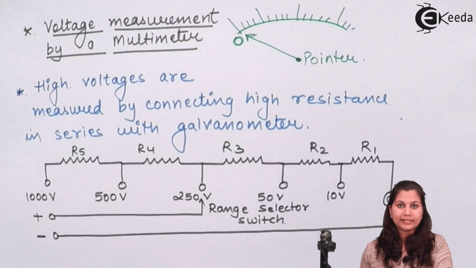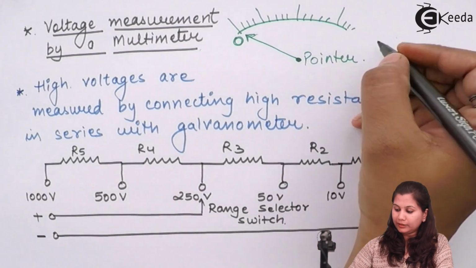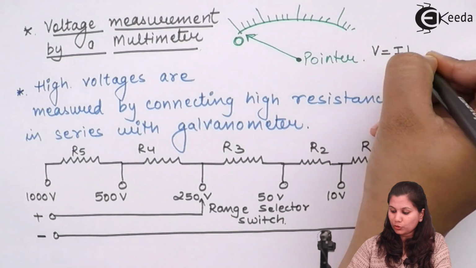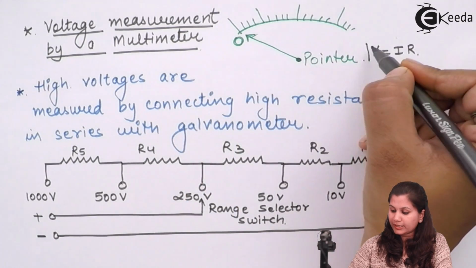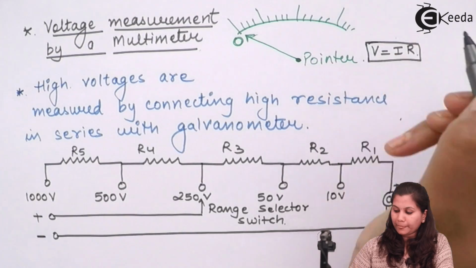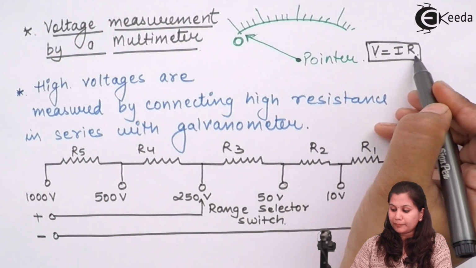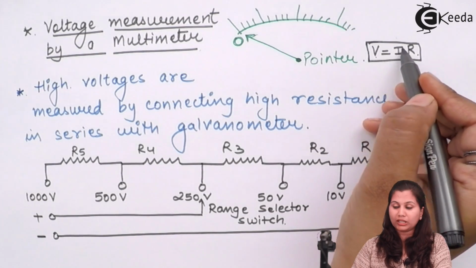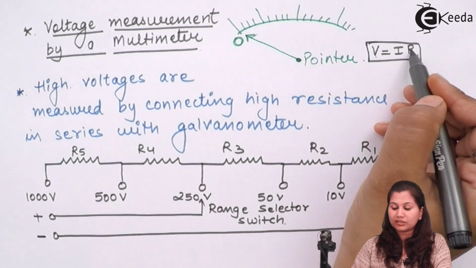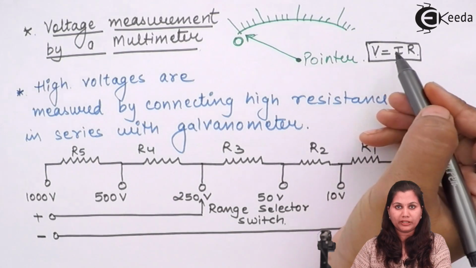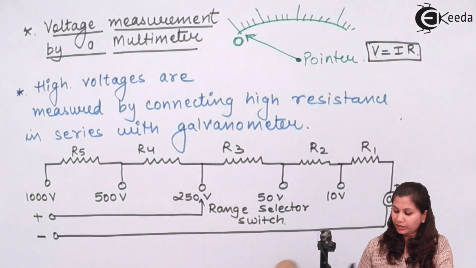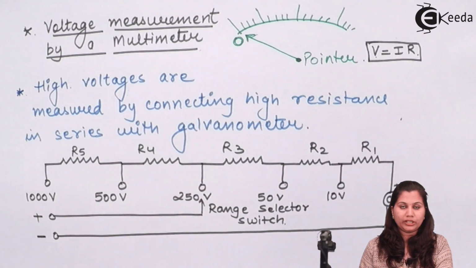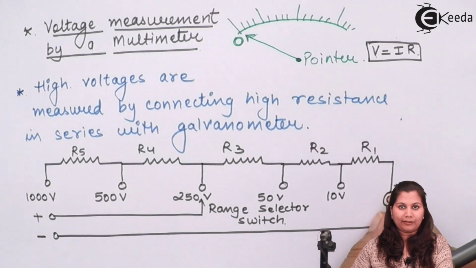This is for DC voltage measurements. We know that V equals IR, this is Ohm's law. So voltage is linearly related to the resistance. If we keep the current constant and change the resistance value, the voltage is also going to change in the circuit. So if we want to measure very high voltages, then the resistance value also has to be increased. This is the galvanometer.